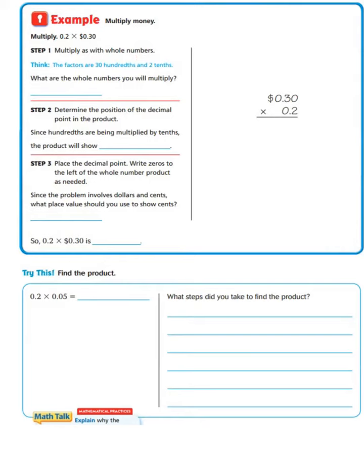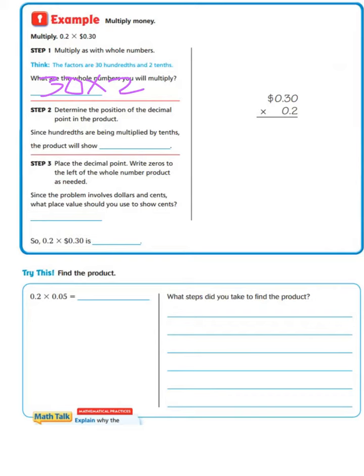So let's think to ourselves. The factors are 30/100ths and 2/10ths. So what are the whole numbers that we're going to multiply? Well, we need to take our 30 cents and convert that to a whole number, and our 2/10ths and convert that to a whole number. In order to do that, we need to move our decimal to the right until we have a whole number. So the whole numbers that we will multiply will be 30 times 2.